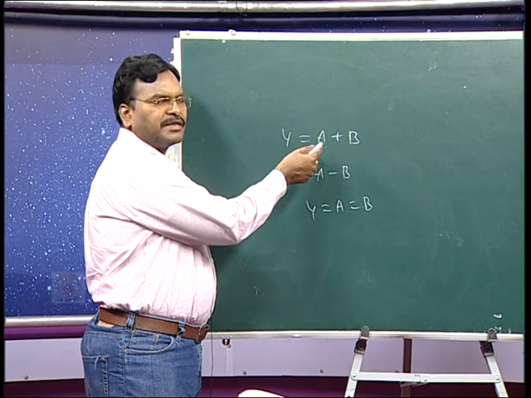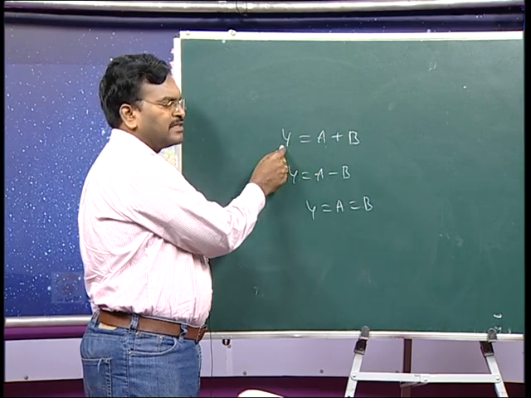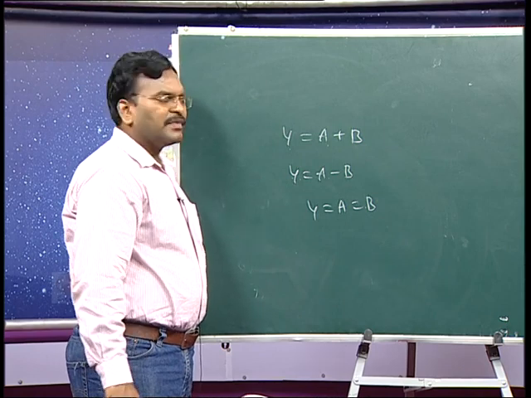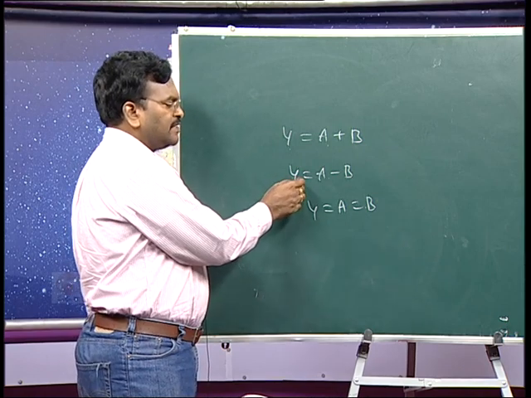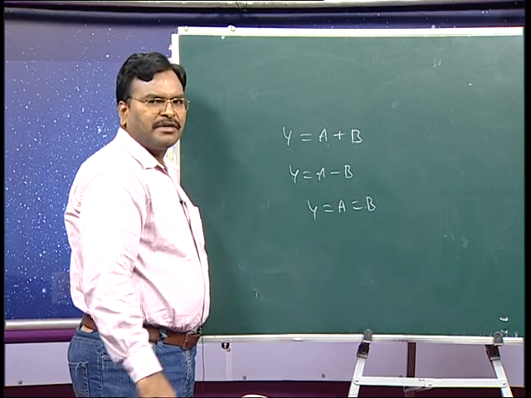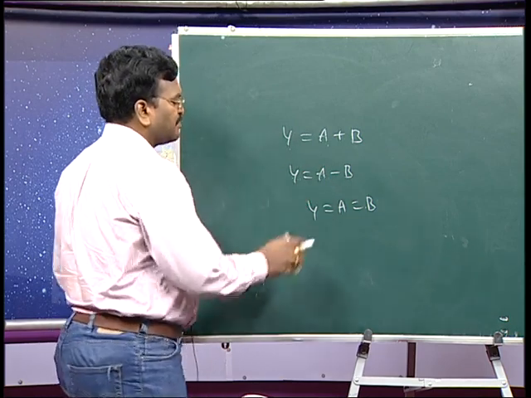Y is equal to a plus b. Y is equal to a plus b means what? The dimension formula of y is equal to the dimension formula of a is equal to what? The dimension formula of b, like that. And also, the dimension formula of y is equal to what? The dimension formula of a is equal to what? The dimension formula of b, like that. So I explain one problem now.